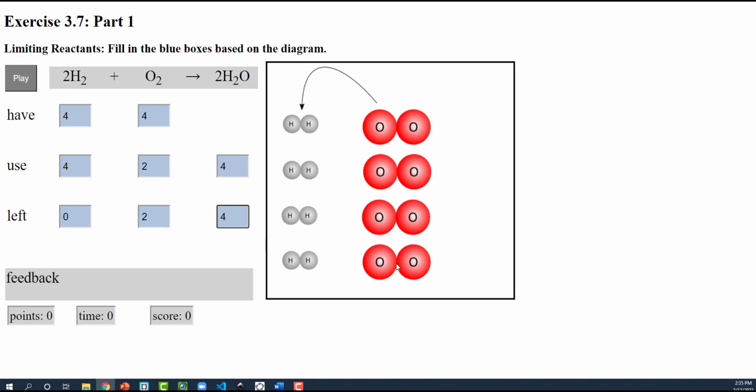These 2 molecules of oxygen are not going to react. They're not going to find any hydrogen to react with. So this is the answer. What do we have left over when we're done? No hydrogen, 2 oxygens, and 4 water molecules.